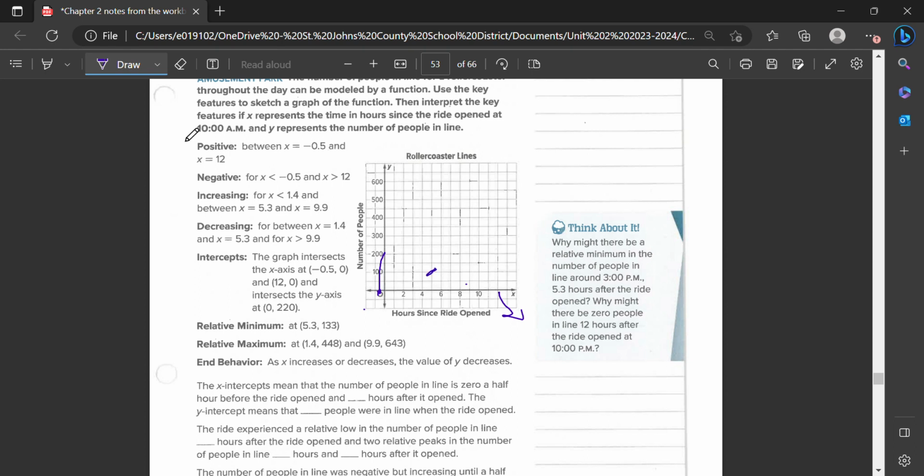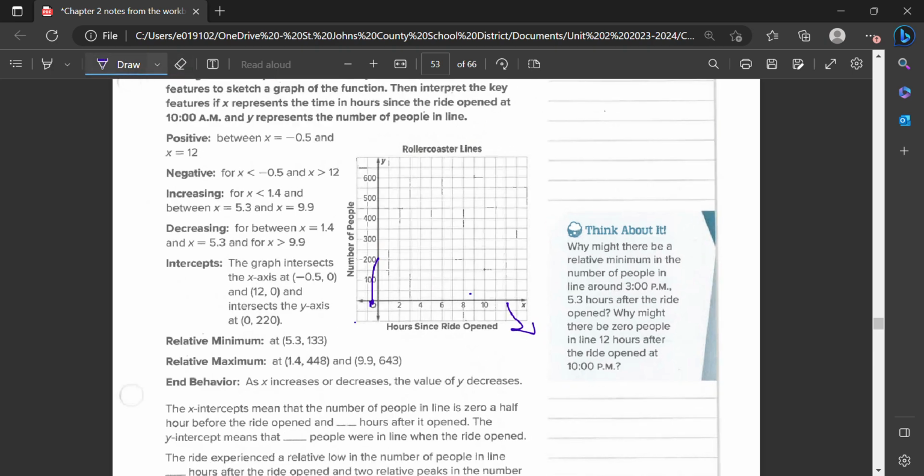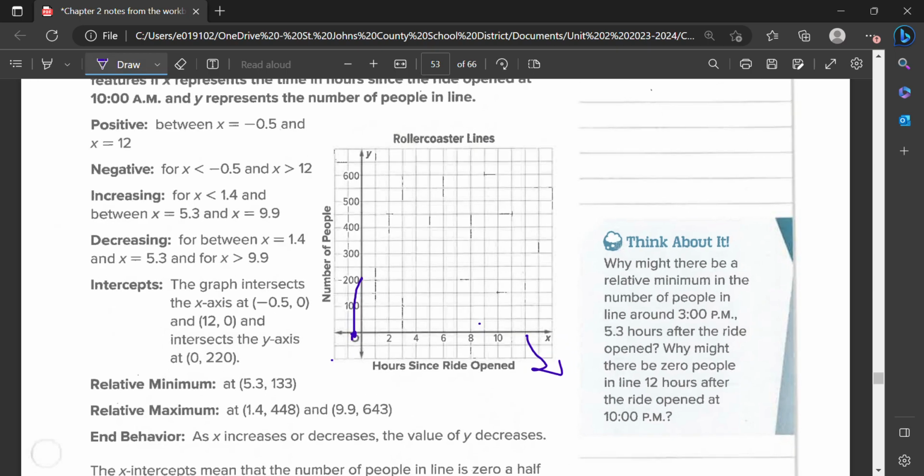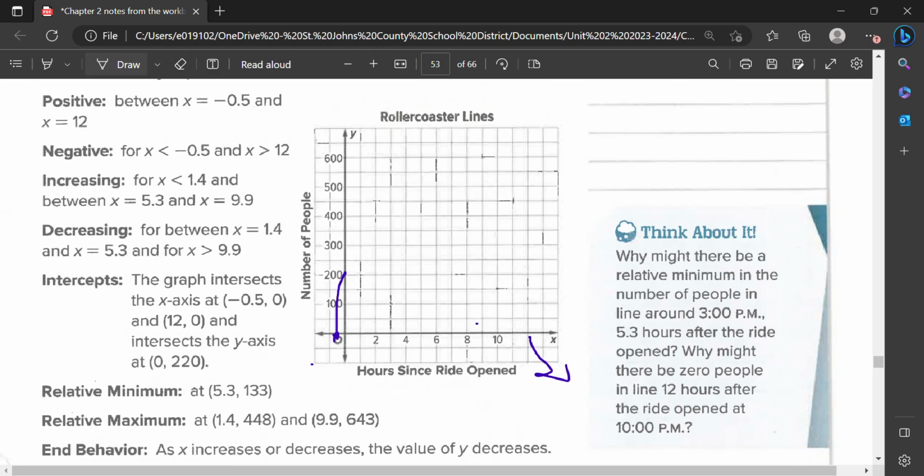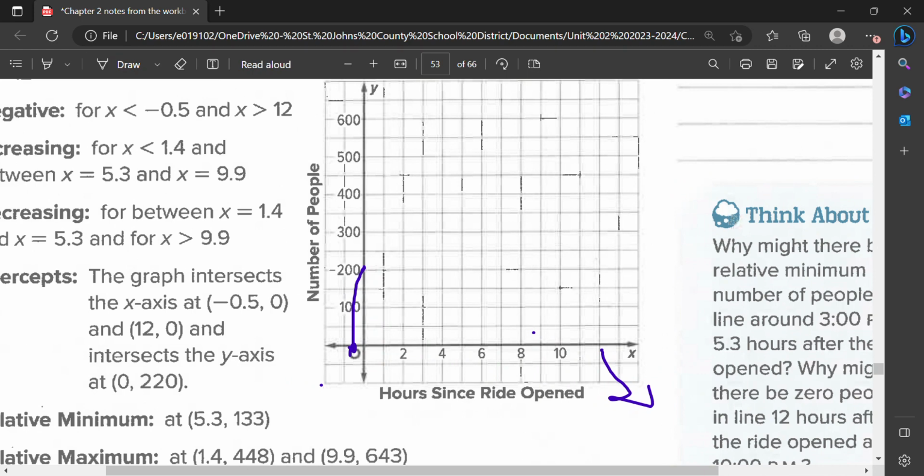Oh my goodness. It's very hard to graph on here. I'm going to zoom it in so I can maybe make it a little easier on myself to draw it. So we get 5.3 up to 133, and that's somewhere. Oh, no, it's a little too high. So 5.3, it's somewhere in that ballpark.